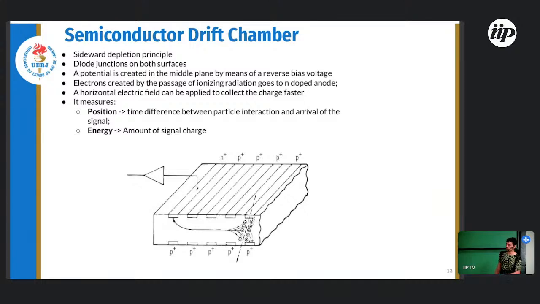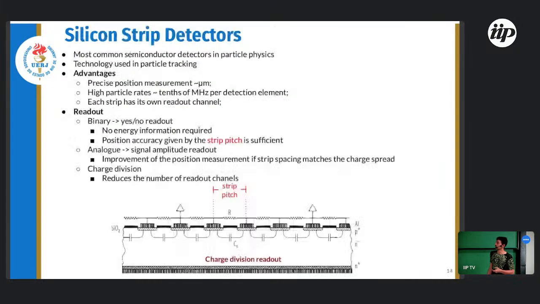And then we know by design the drift velocities of the electrons. If we know the drift velocities and the time that they arrived here, we can measure the positions where they were collected. And then if we know the dE/dx of the material, we know how much energy was deposited inside when a particle passes. Okay, we can use this kind of detector to measure the position with a very, very nice resolution, and also energies. But the best detectors that we can build using this technology are the silicon strip detectors.